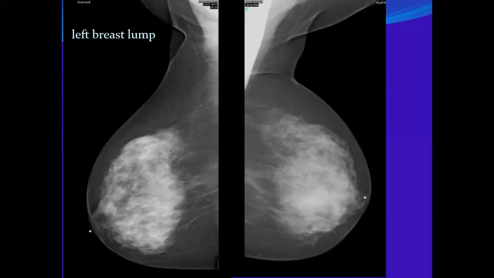Why? And you will tell me there is a suggestion. If I'm going to report this case, I'll say there is a suggestion of focal asymmetry, and I will stop here. Why am I going to stop?